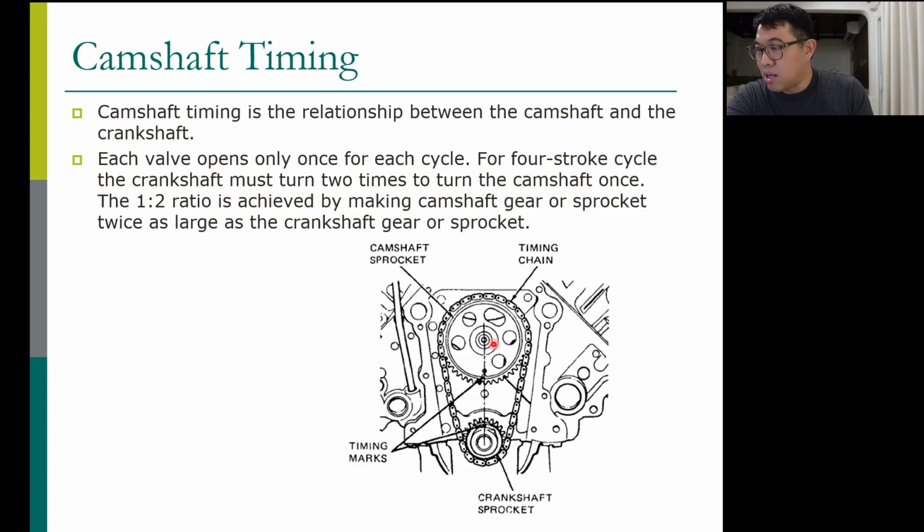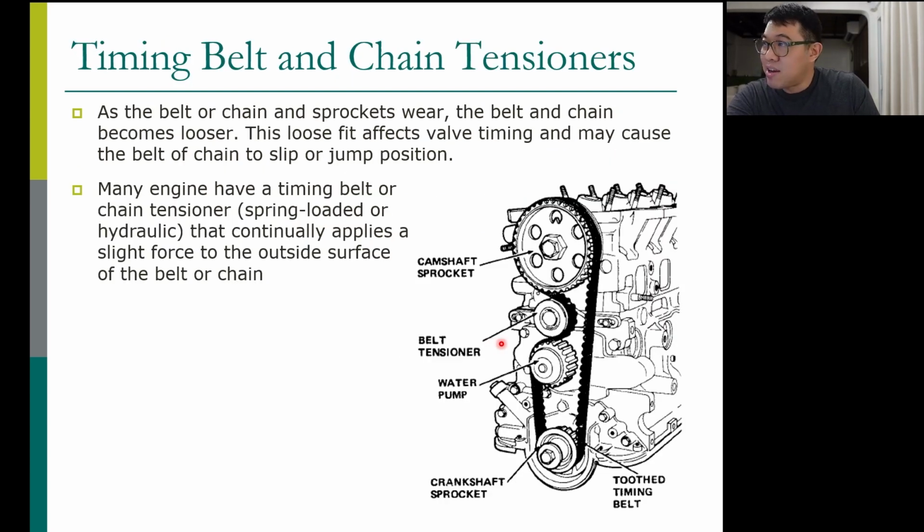Now, some engines use a timing chain, some engines use a timing belt. Because the relation between crankshaft and camshaft has to be fixed, you cannot have this belt skip teeth. So that's why you have to control the tension of the belt or the tension of the chain. If it is a belt, you have to use this belt tensioner.